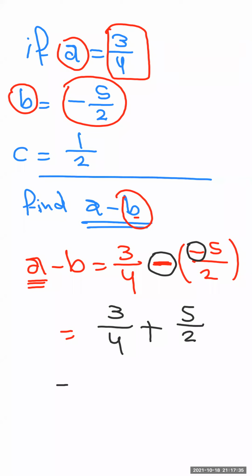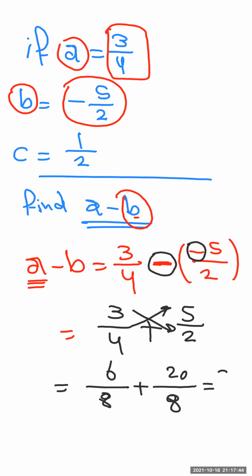Now the two denominators become 8. The first one is 6, the second one is 20, so it will equal 26 over 8. Now simplify the two numbers. Divide by 2, so 13 over 4.